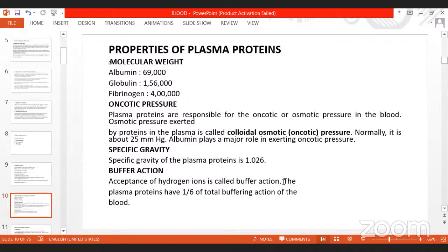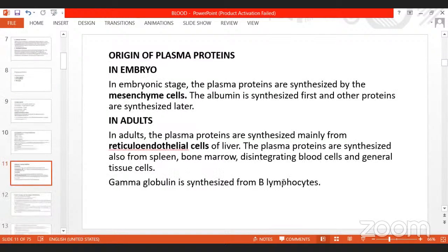And the buffer action, that is acceptance of hydrogen ion, is known as buffer. The plasma proteins account for one-sixth of the total buffering action of the blood. And the plasma proteins originate in different areas at different stages of our life. During the embryonic period, the plasma proteins are synthesized by the mesenchymal cells. Albumin is synthesized first and other proteins are synthesized later.